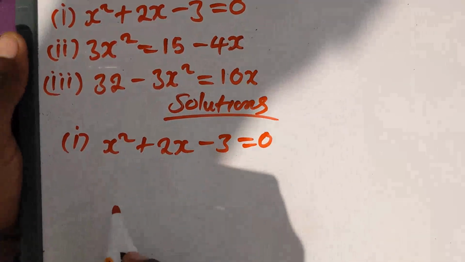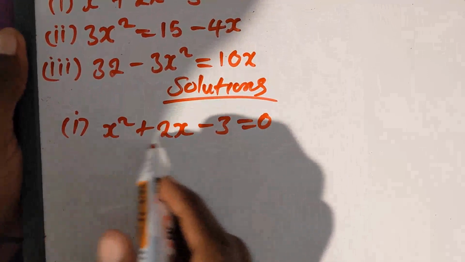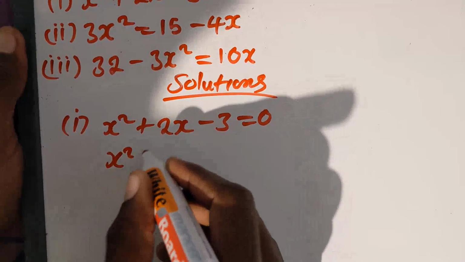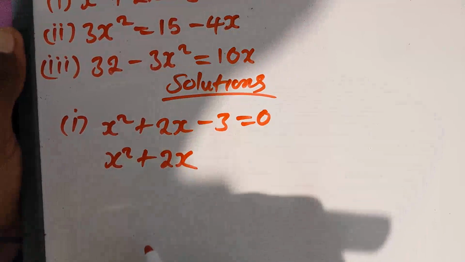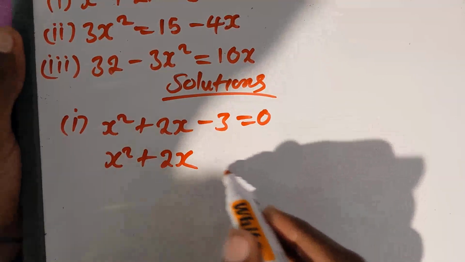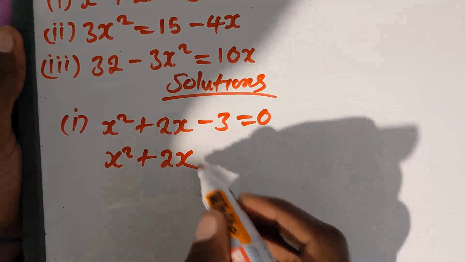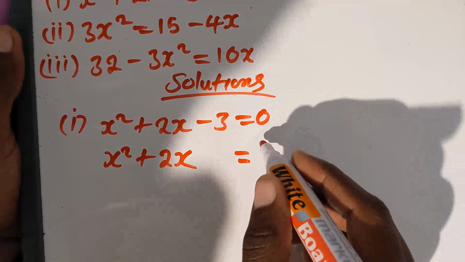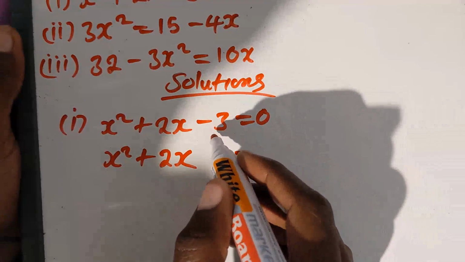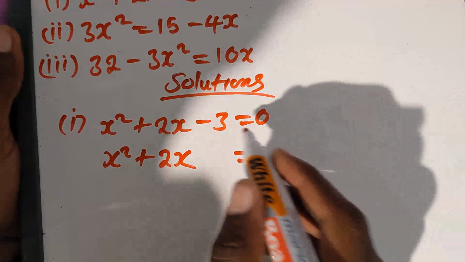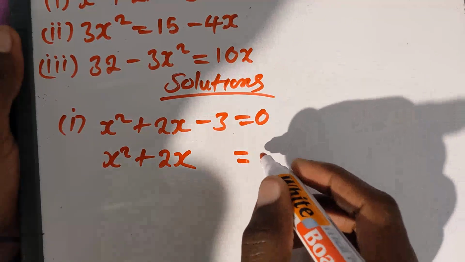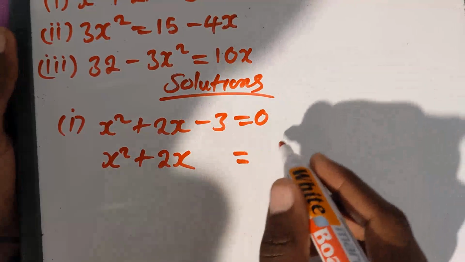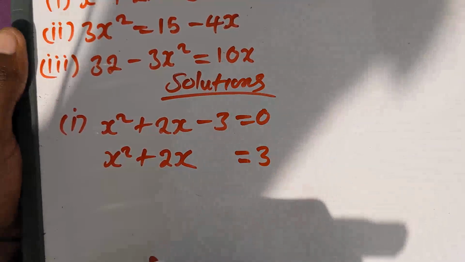So the first step is you copy these two the way they are. So we are going to copy them, x squared plus 2x, like that. Then leave some space here, just go directly to where the equal sign is. Then this constant, move it to this side. When it comes this side it is negative 3, so it becomes positive 3.